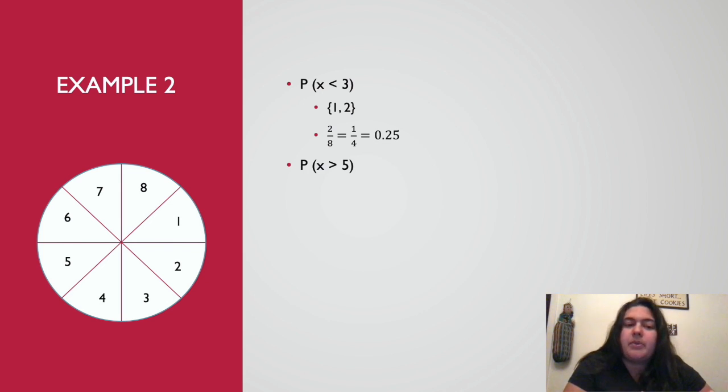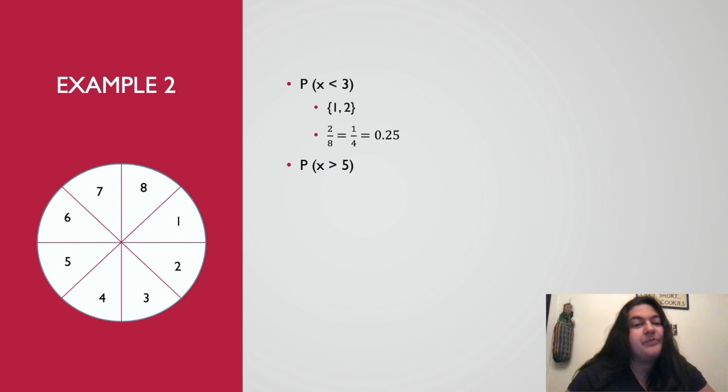Now, what is the probability of us spinning this spinner, which I did not draw, my bad, and getting a number that is greater than 5? Now, notice that it's not greater than or equal to, it's just greater than 5. So how many numbers in my wheel are greater than 5? Gonna let you think for a moment.